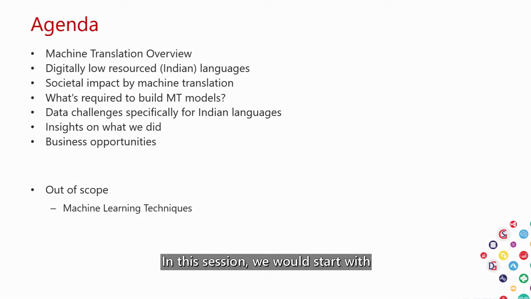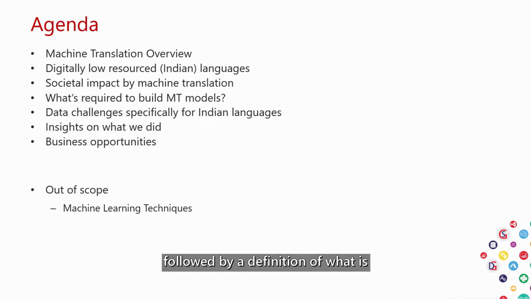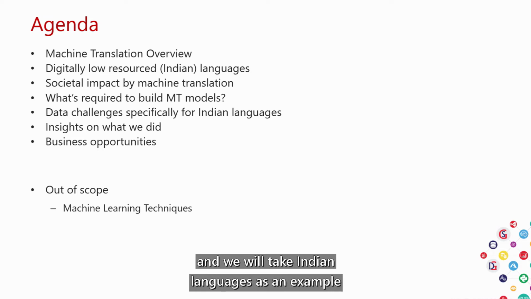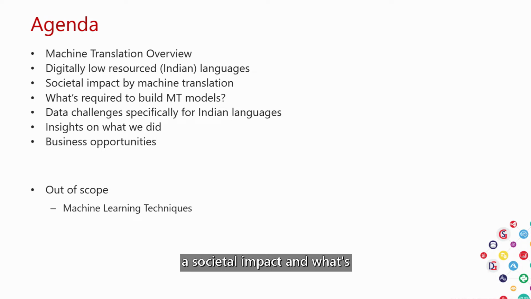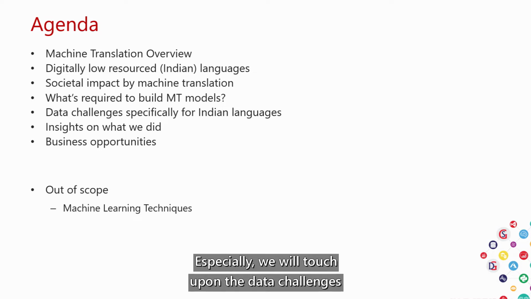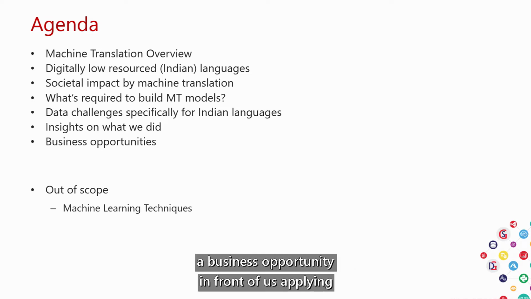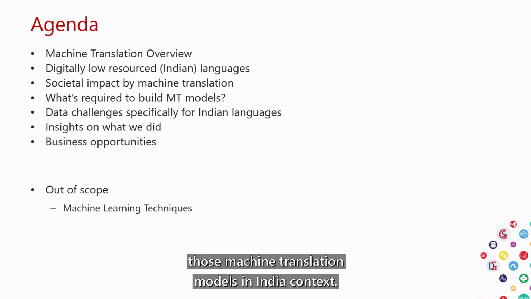In this session, we would start with providing an overview on machine translation, followed by a definition of what is digitally low resource language, and we would take Indian language as an example, and see how machine translation could make a societal impact and what's required to build a high quality machine translation model. Especially, we will touch upon the data challenges and how we overcome those data challenges. I would provide some insights on that. In the end, we would also see what's a business opportunity in front of us applying those machine translation models in India context.